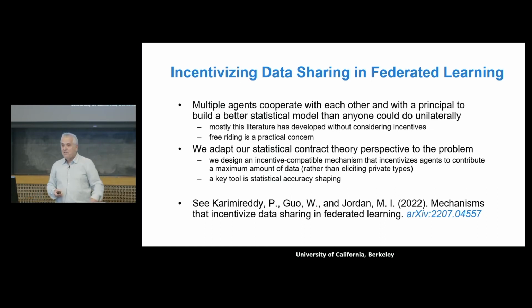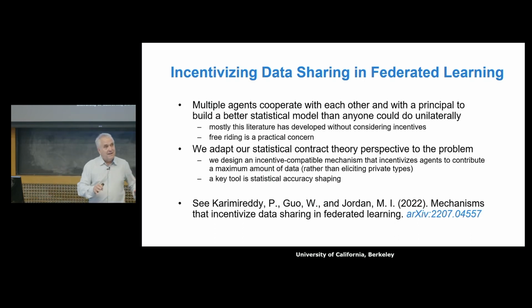We adapt this theory. When people roll these kinds of things out, free riding becomes a huge issue. Kevin sees me supplying all this data. He says, well, I don't have to supply any data, the privacy risks are too big, I'll just let someone else do it. So anyway, we adapt our theory to this problem. We now have an incentive-compatible mechanism using E-values that incentivizes agents to contribute a maximum amount of value of data. There's been some work on contract theory and federated learning, but it's more about trying to get the private type information out of the agents. We're not trying to do that. We're trying to just incentivize them to send a lot of data.